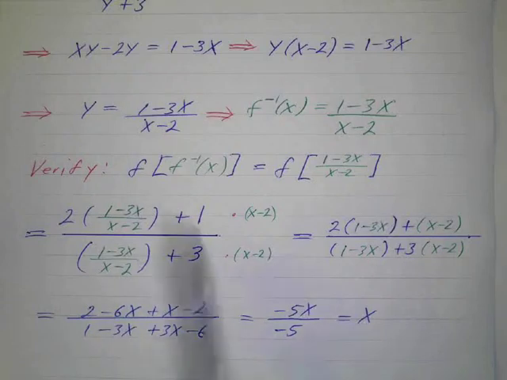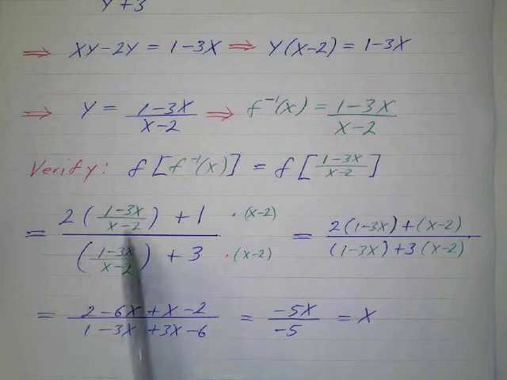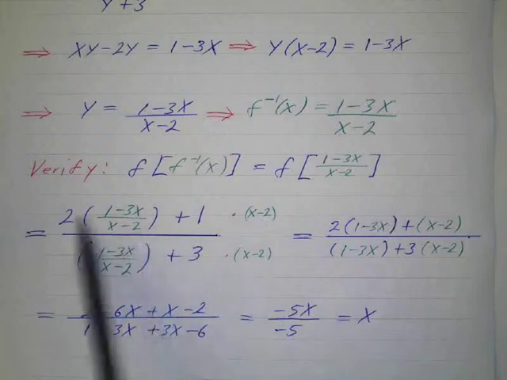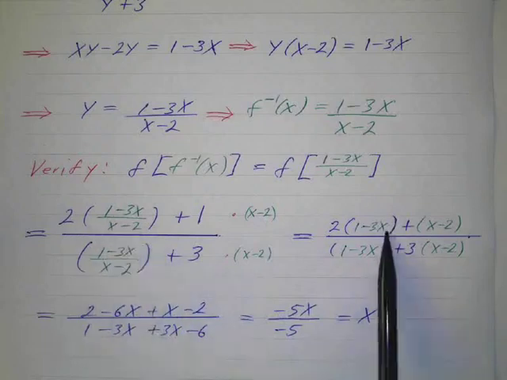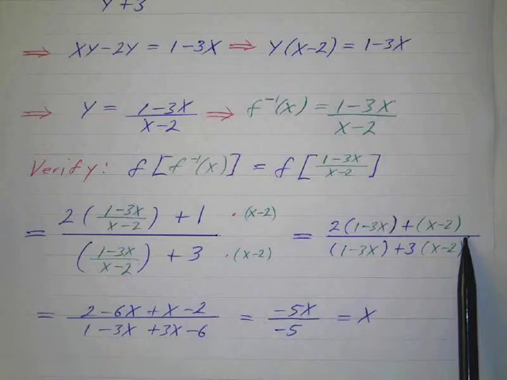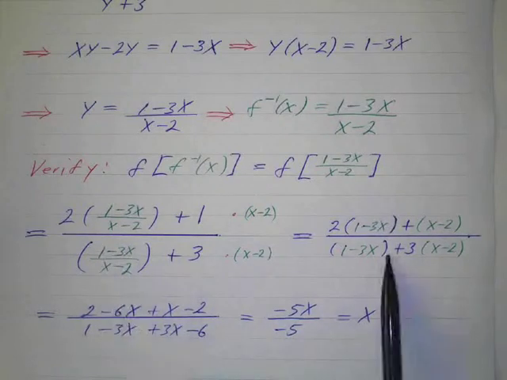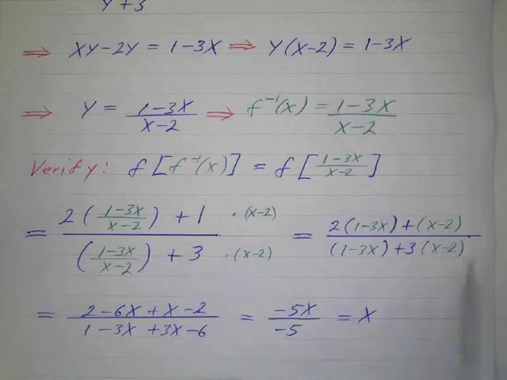Now we have a complex fraction, and the easiest way to simplify that is by multiplying the top and the bottom by the LCD, which in this case is x minus 2. So x minus 2 over x minus 2 is 1, so I've got 2 times 1 minus 3x, and then I've got 1 times x minus 2, and on the bottom, x minus 2 over x minus 2 is 1, so I've got 1 minus 3x, and then plus 3 times x minus 2.